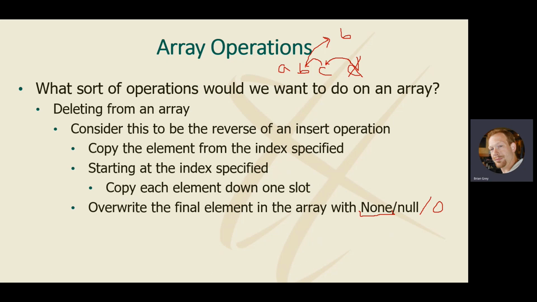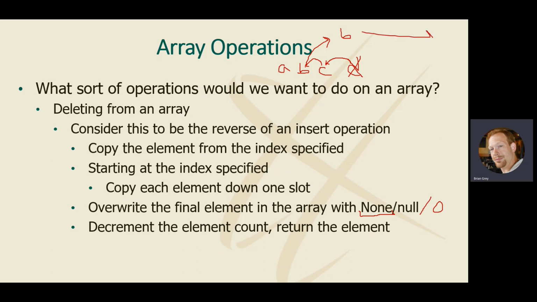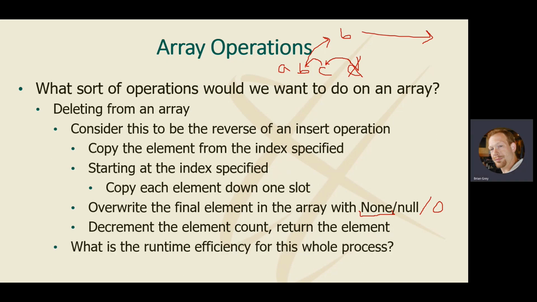And then, remember, we have that count element. So we're going to have to decrement our count. And then if we're returning our data, we return it. Well, what's the runtime efficiency of this process? Well, we've got a couple extra steps, but this is constant, and this is constant, and this is constant, right? Those are all going to be individual operations. So a constant plus a constant is constant, right? 1 plus 1 is 2.